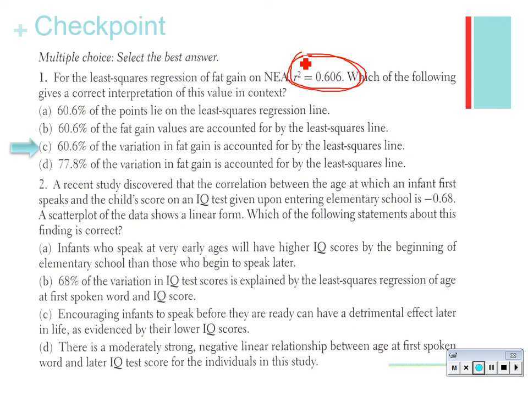And then for number 2, it says a recent study discovered that the correlation between the age at which an infant first speaks and the child's score on an IQ test given upon entering elementary school is negative 0.68.